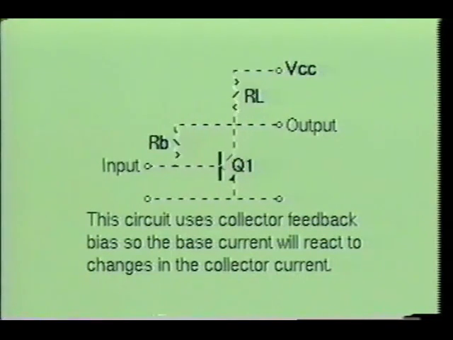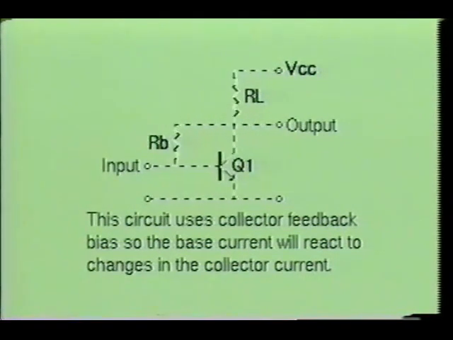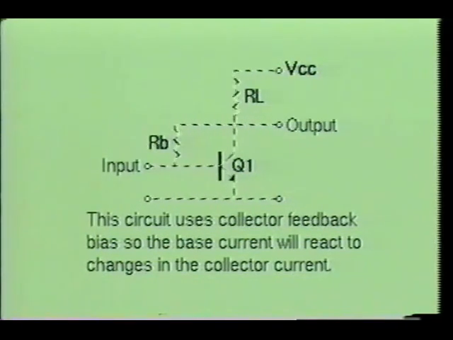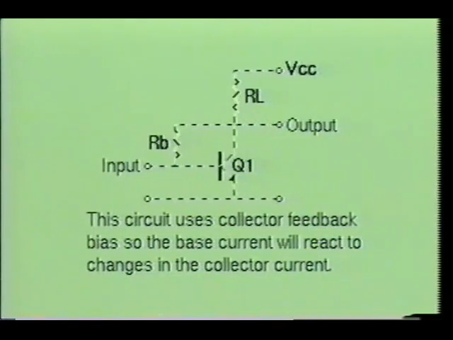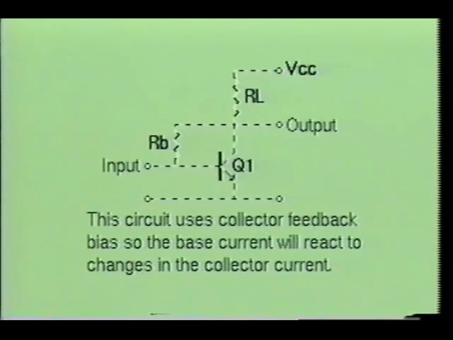By using the collector feedback method, the base current can be controlled by the collector current of Q1. However, this does create a new problem. Since some of the circuit's AC output is fed back into the base of the amplifier during normal operation, it will reduce the gain of the amplifier. Even though the gain loss may be a disadvantage, the collector feedback bias is widely used because of its simplicity.